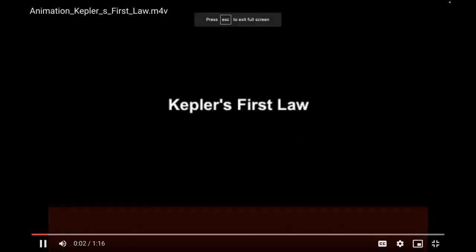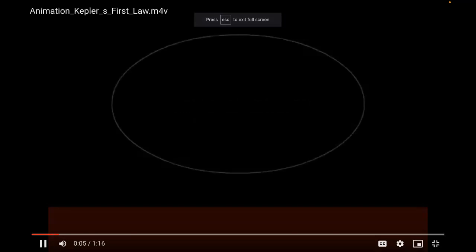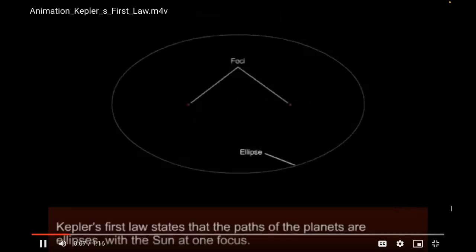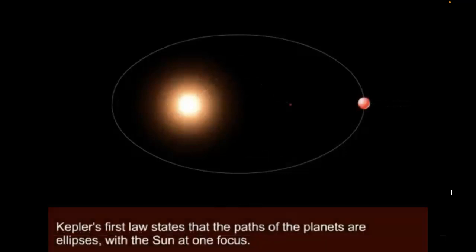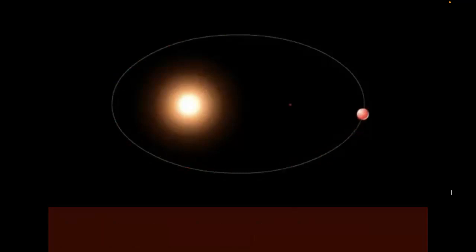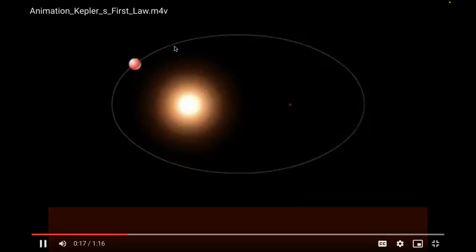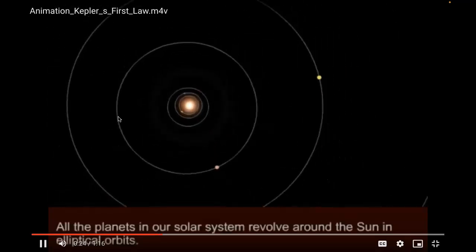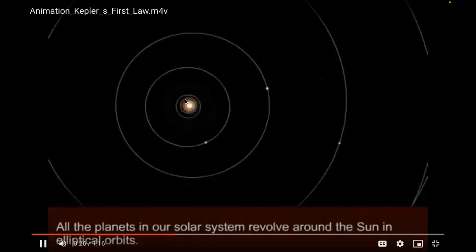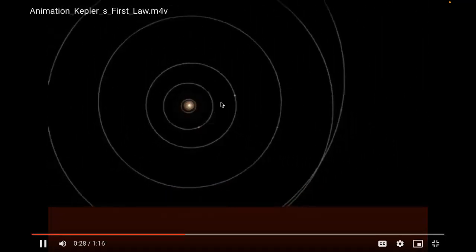All right. Kepler's first law. Kepler's first law states that the paths of the planets are ellipses, with the sun at one focus. So if you couldn't hear that, it just says that Kepler's law shows that the planets have an elliptical path. All the planets in our solar system revolve around the sun in elliptical orbit, and that the sun is the focus on one side of that ellipse.